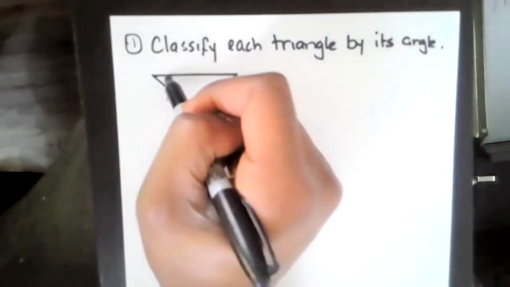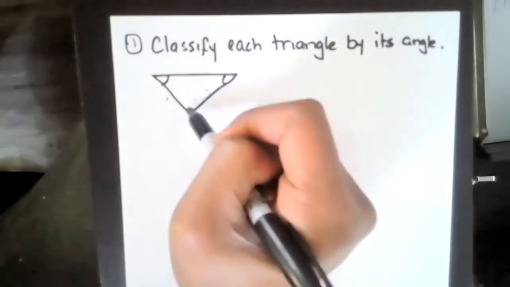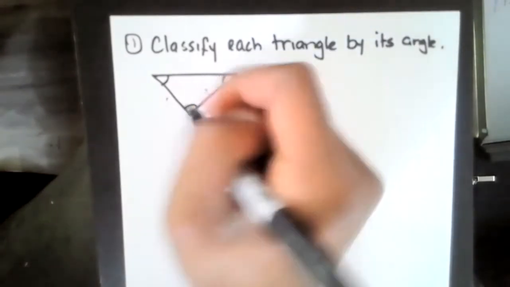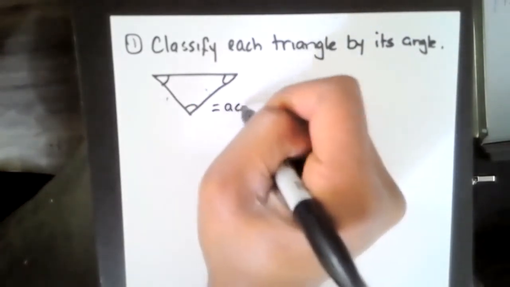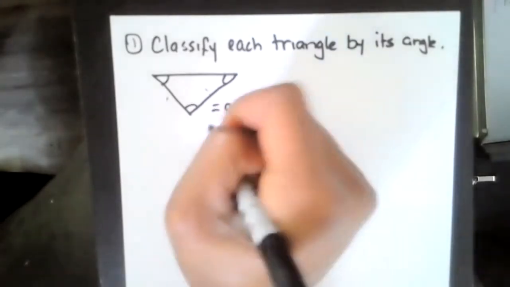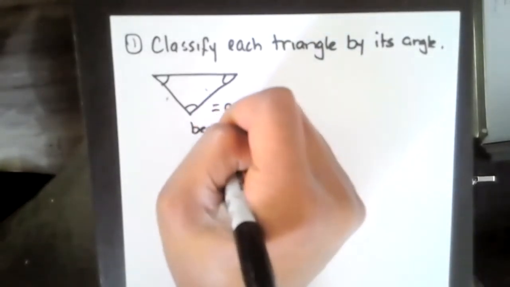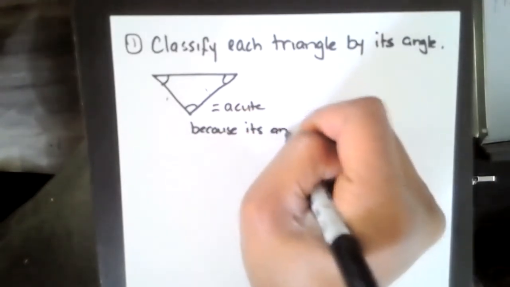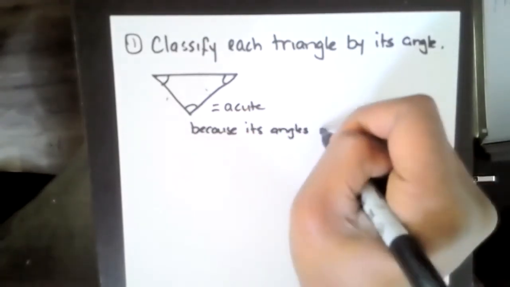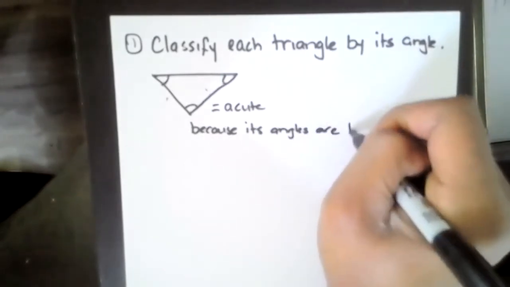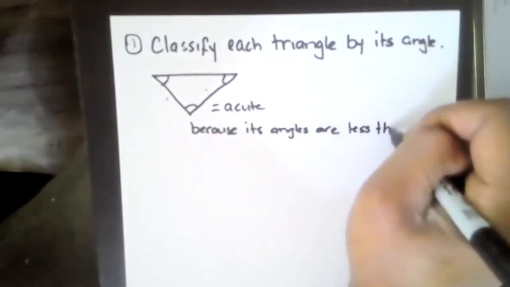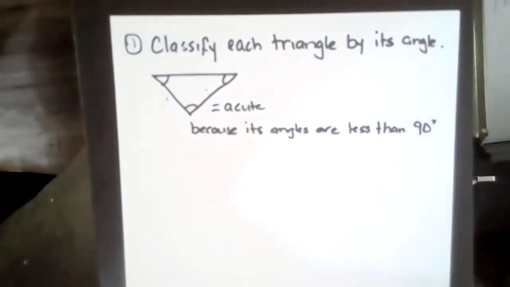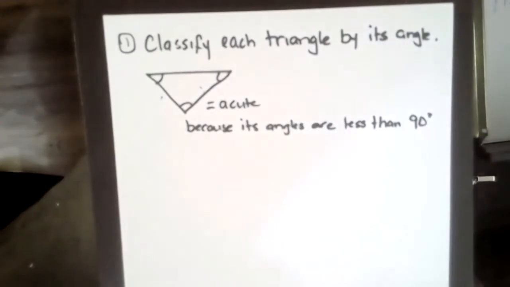All right, so looking at the angles, do any of these look like they're greater than 90 degrees? It would be an acute triangle because its angles are less than 90 degrees. All right.